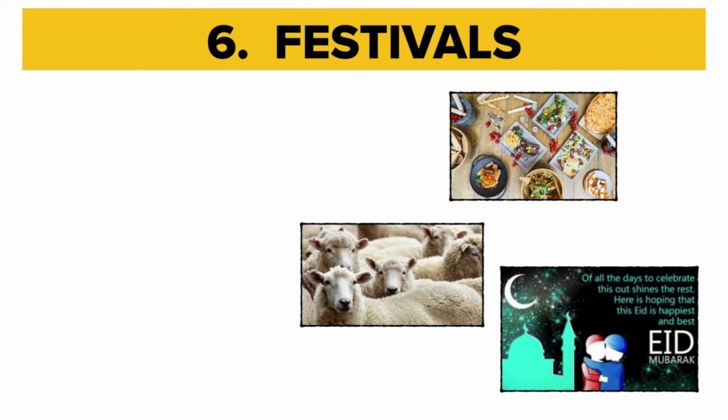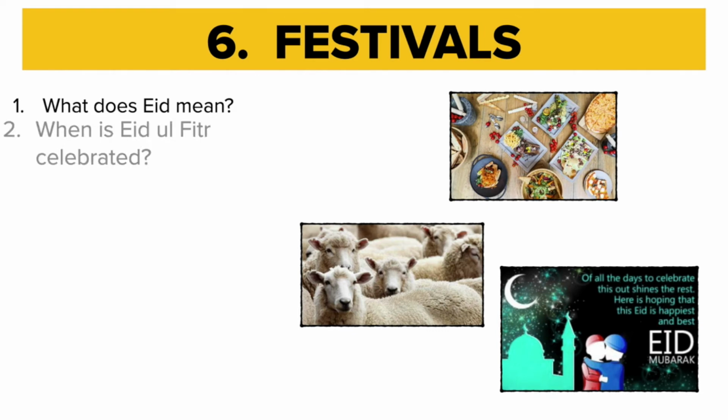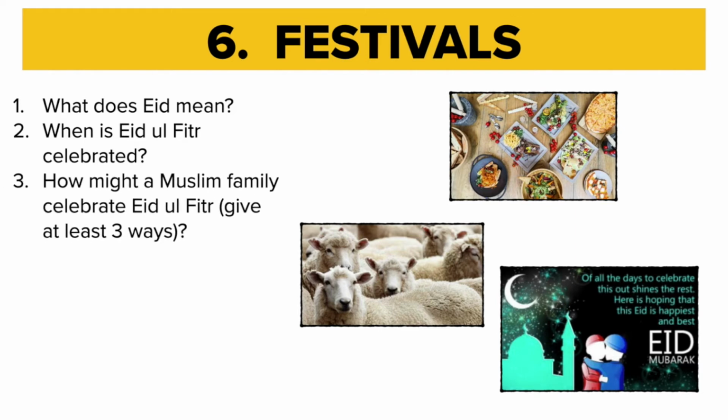The last topic then is festivals. Now, of course, Ashura is a festival as well. So in this last topic, we're looking at 2 more festivals. First question is, what does Eid mean? Question 2. When is Eid al-Fitr celebrated? Question 3. How might a Muslim family celebrate Eid al-Fitr? I'm looking for at least 3 separate ways.